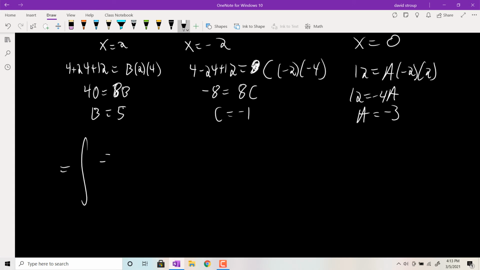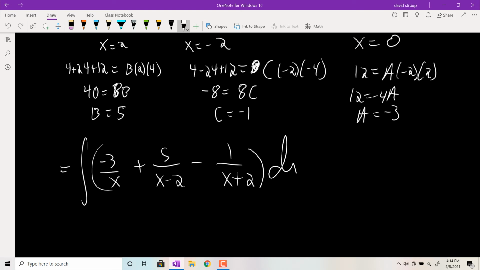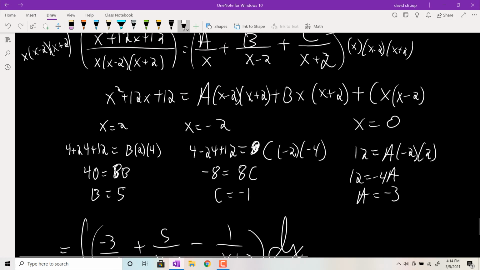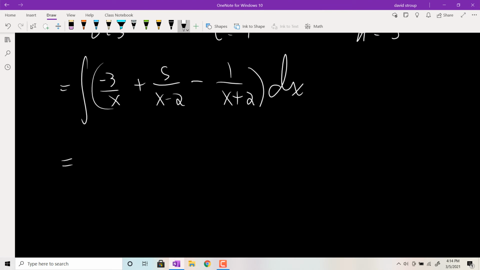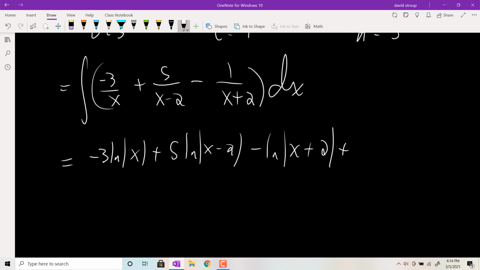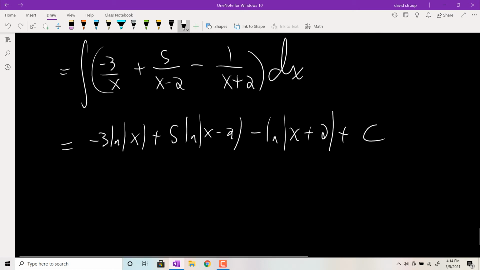So our integral will be negative 3 over x plus 5 over x minus 2 minus 1 over x plus 2 dx. Let's make sure I put them in the right places. So a goes first, negative 3, and then 5, and then negative 1, yes. These then are just natural logs, so negative 3 ln absolute value of x plus 5 ln absolute value of x minus 2 minus ln absolute value of x plus 2 plus c. There he is. That's it. Okay, let's move on.